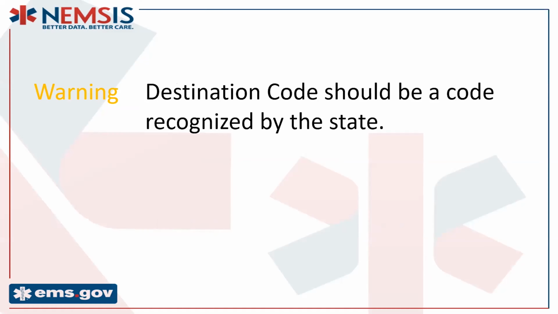Let's take a look at this rule here. There are quite a few states that have built a rule like this that says that destination code should be a code that's recognized by the state. So, you know, the state has, say, a bunch of hospitals. Each of those hospitals has a code. And when the state receives data, or when data is entered into a local system, we want to make sure that the destination code is actually one of those codes that the state recognizes.